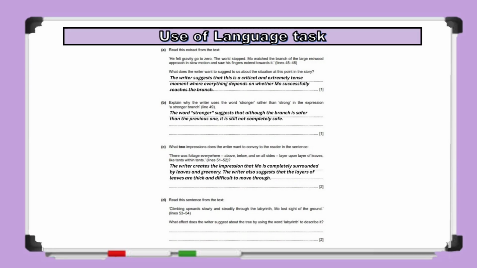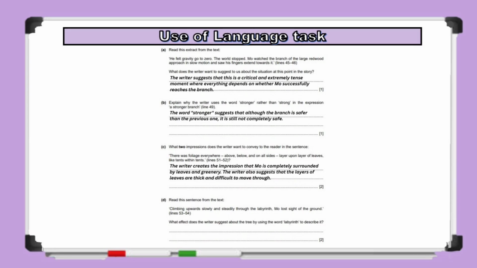Do not write the dictionary definition of labyrinth. Instead, think about what the word suggests in the context of the passage. Ask yourself why the writer chose this word and what picture it creates in the reader's mind. Since this question is worth 2 marks, you need to explain 2 effects. Before writing, return to the relevant line in the passage and read the sentence carefully so you understand the context.